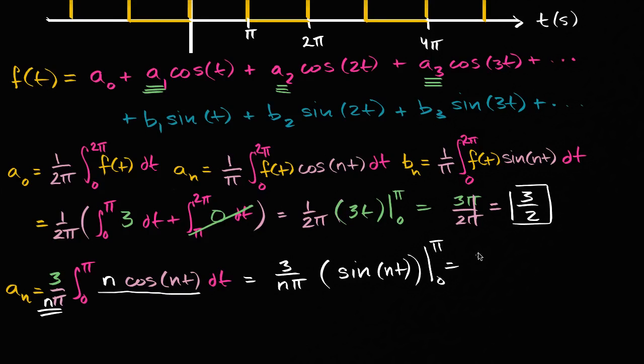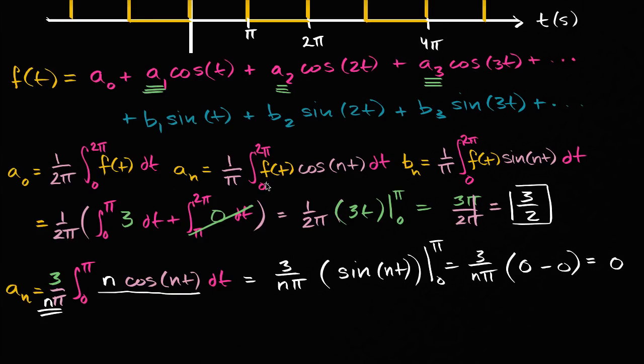So this is going to be equal to 3 over n pi times sine of n pi, which is going to be 0 for any n, minus sine of 0 times n, which is going to be 0 for any n. So all of this is just going to be 0. So a sub n is going to be equal to 0. The coefficient for any a sub n, for any n not equal to 0, is going to be 0. So actually we're not going to have any of these cosines show up in the Fourier expansion.